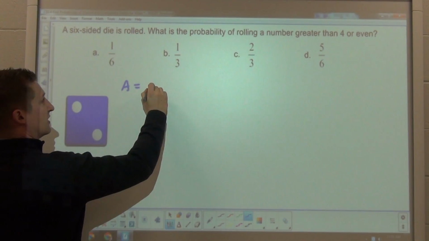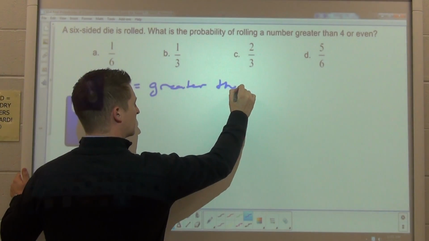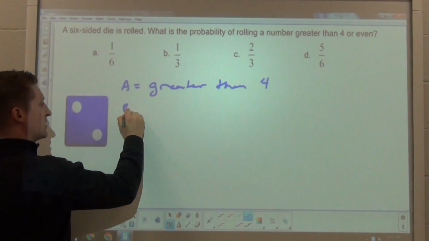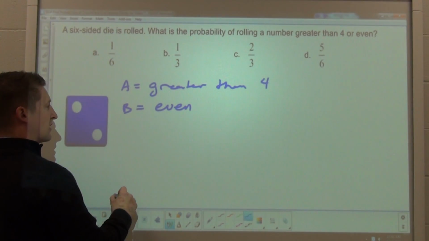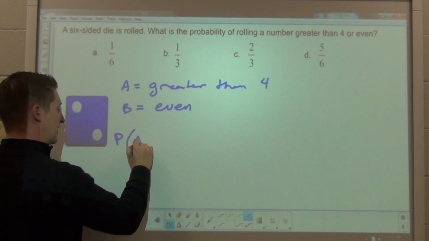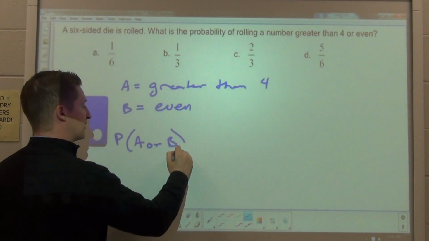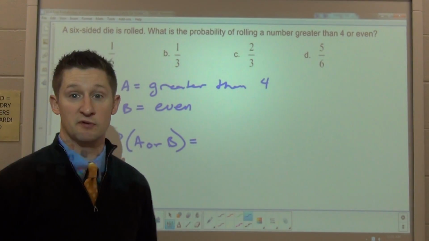Event A is rolling a number that's greater than 4. And event B is rolling an even number. So now what I'm asked to do is find the probability of A or B occurring. Well, once again, I have to think about, is there any overlap in these two events?